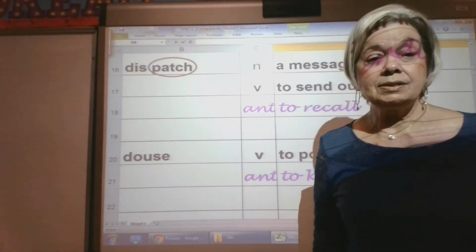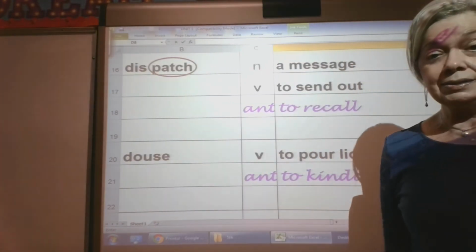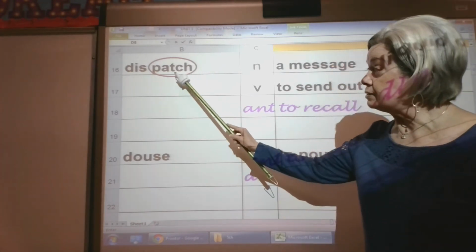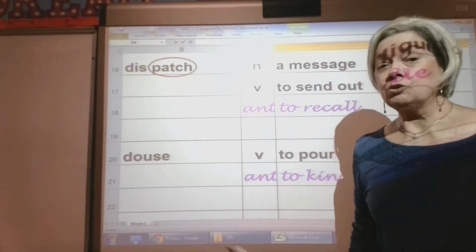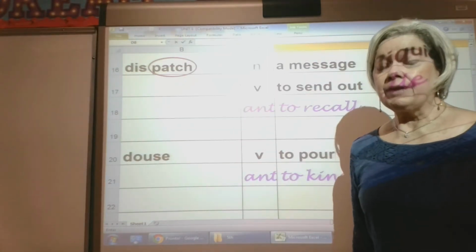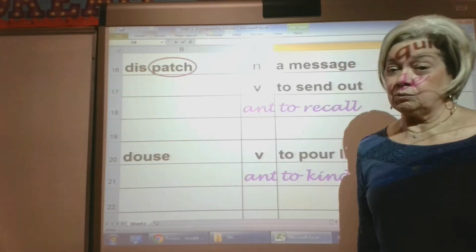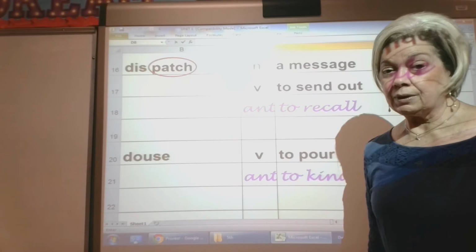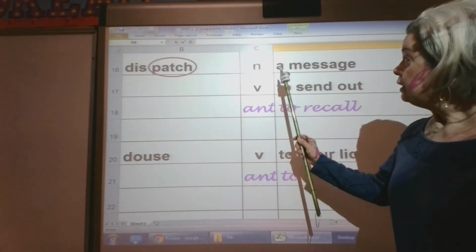The next word is dispatch. So again, I say patch, harder than the DIS. So that is the stress syllable. The more they listen to the words pronounced, or the more that you might pronounce it for them, they are going to easily be able to see which syllable is kind of said harder, longer, stronger. That's what I mean by stress.